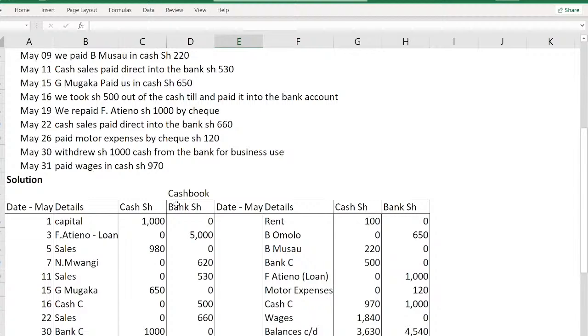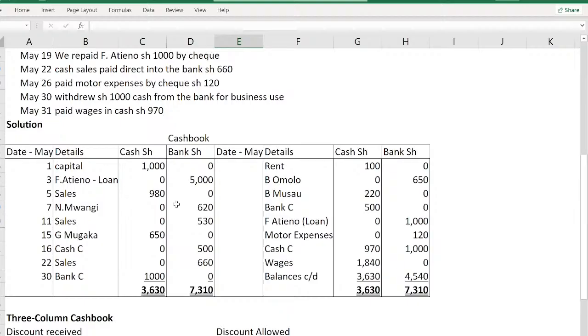We are going to start with the first statement, May 1st. We started business with capital in cash for 1,000. So capital, cash. We have cash for 1,000. We write it there. Then we paid rent by cash for 100 shillings. This is an expense. So on the credit side, the right hand side, we are going to indicate rent. We paid it in cash for 100. That is May 2.